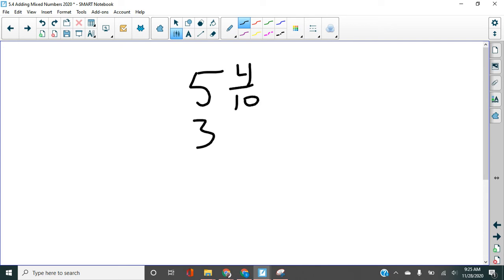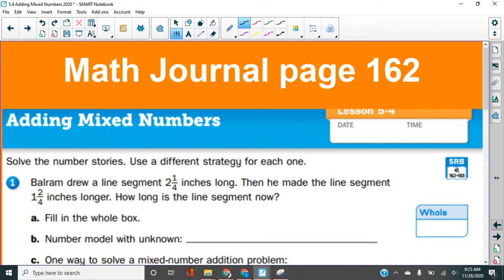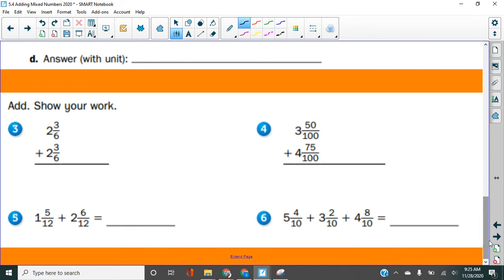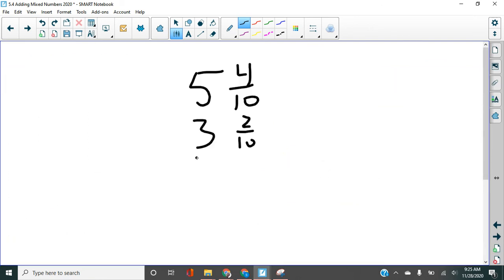plus, was it 3 and 2/10? I'll check. And I totally don't remember the last one. 3 and 2/10 and 4 and 8/10. Let's add the fractions first. So 4 plus 2 plus 8. What's 4 plus 2 plus 8? 4 plus 2 is 6. 6 plus 8 is 14.